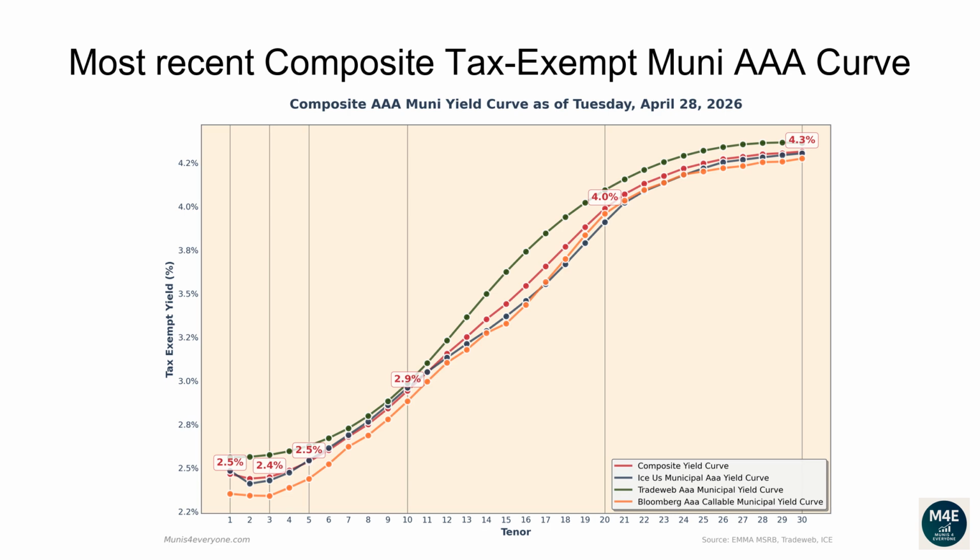The following composite tax-exempt yield curve is based off the most recent ICE, TradeWeb, Bloomberg yield curves that are available on the MSRB website, plus some proprietary extra adjustments, as of April 28, 2026. The one-year composite tax-exempt yield is 2.47%. The two-year yield is 2.44%. The three-year yield is 2.45%. The 5-year yield is 2.54%. The 10-year yield is 2.94%. The 20-year yield is 3.99%. The 30-year yield is 4.31%.